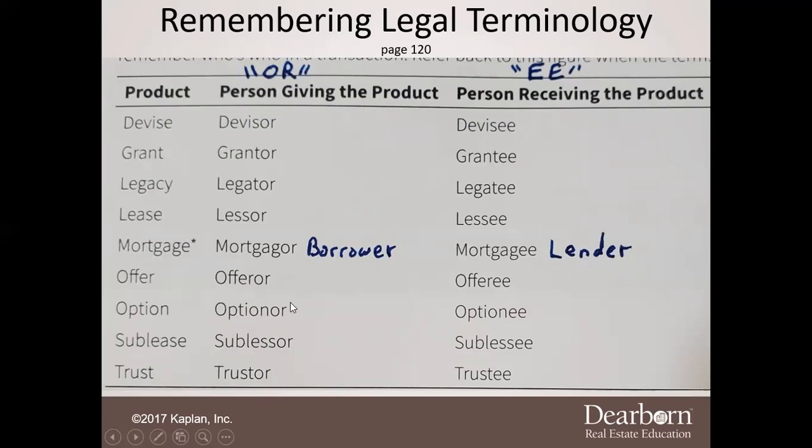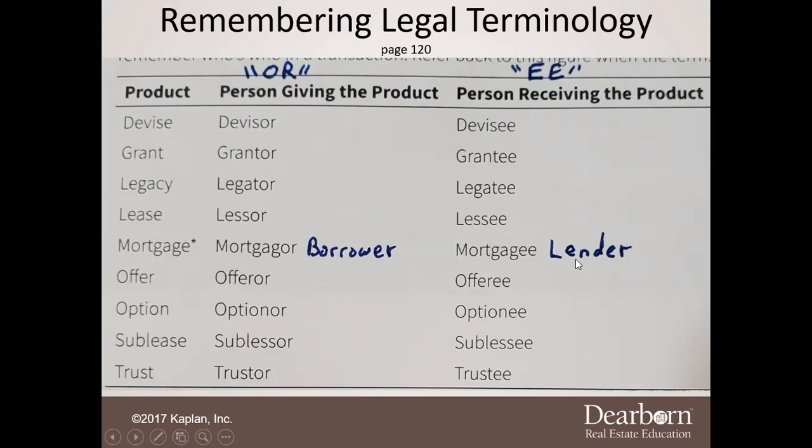Okay. So the mortgagor is the borrower. You either have to remember the whole story, that a mortgage is a promise to pay. Banks don't give promises, they give loans. And you're giving your promise to the bank. That's why you're the mortgagor. The borrower is the mortgagor.